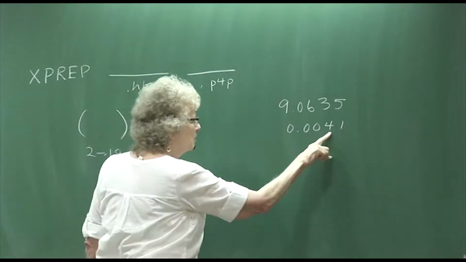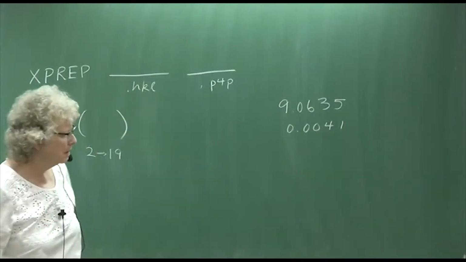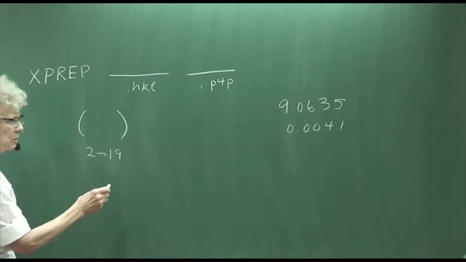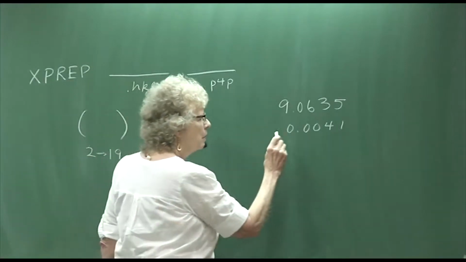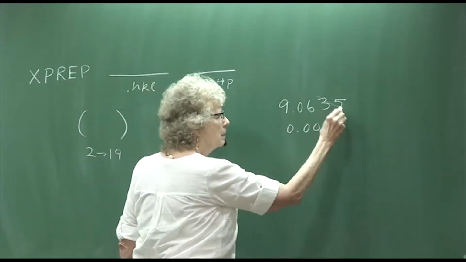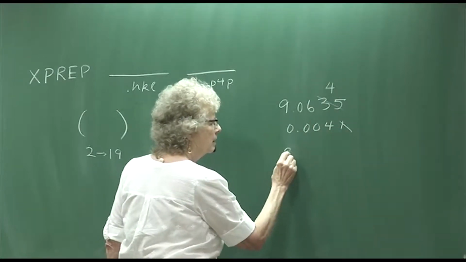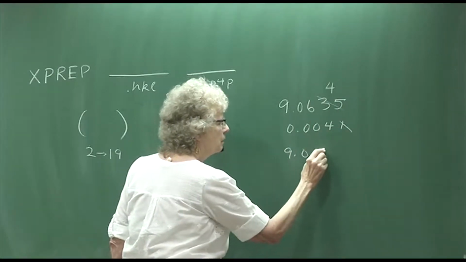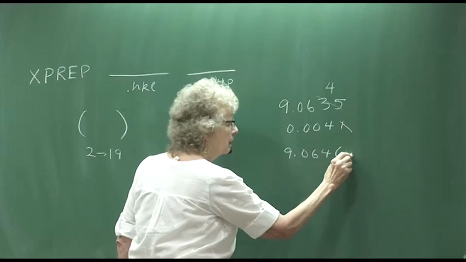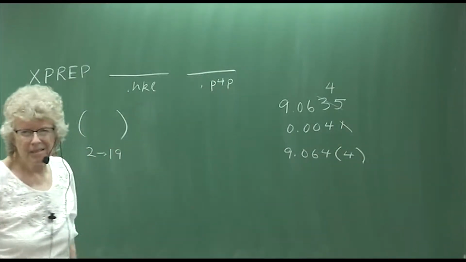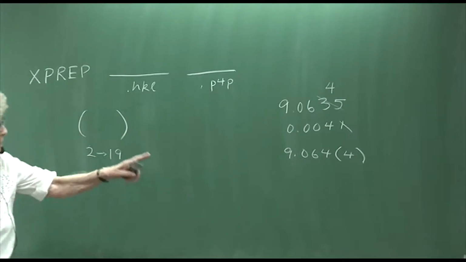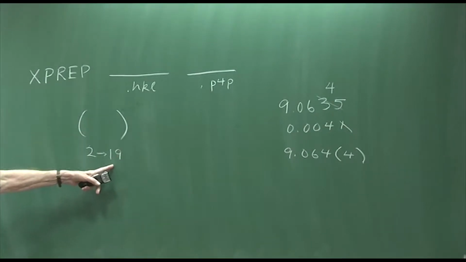Okay, that's unrealistic to have such a big number like that. And you want it to be a number between 2 and 19. So I would probably round this up and make that a 4 and cut that out and then rewrite it as 9.064 parentheses 4. See? Because the 41 falls outside this range. Okay.